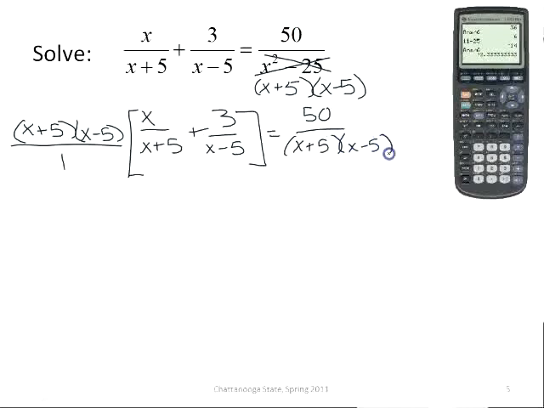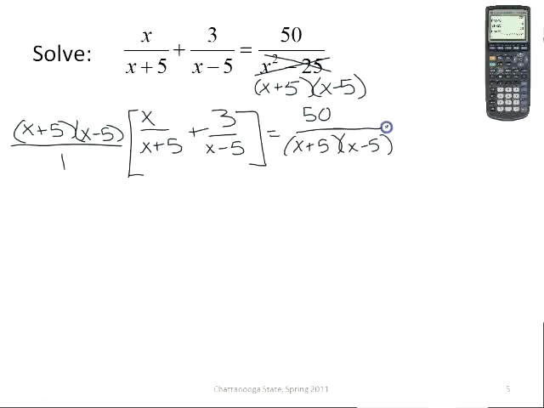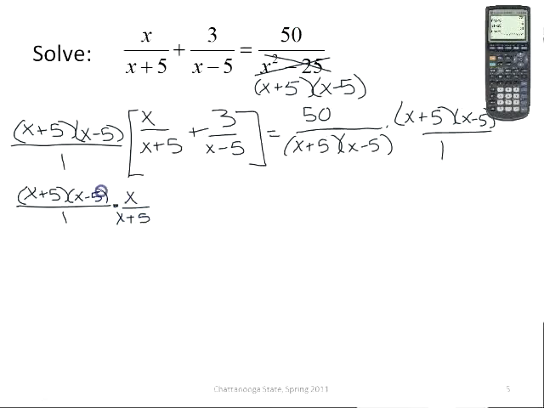Takes a while to write these out sometimes. Okay, so let's do it by the first term. When I multiply the x plus 5 times the x minus 5 by the x over x plus 5, the x plus 5 factors will cancel. So that will leave me x times x minus 5.